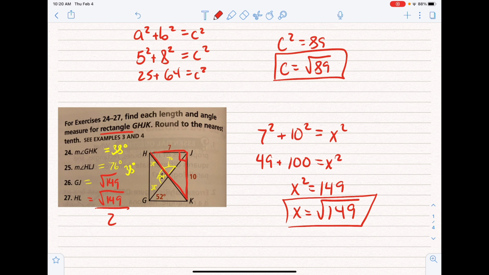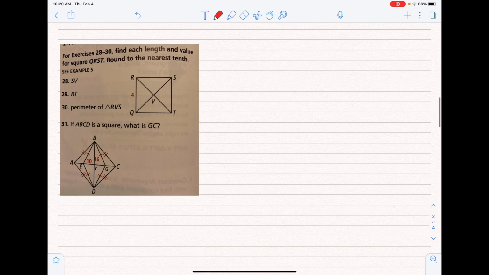Okay, all right. Last little set of problems. So now what do we have here? It says find each length and value for the square. So this time we're mixing a rhombus and a rectangle. We're getting a square. And so if it is a square, think about some of the things we know. It says that every side is 4. This is 4, this is 4, this is 4.